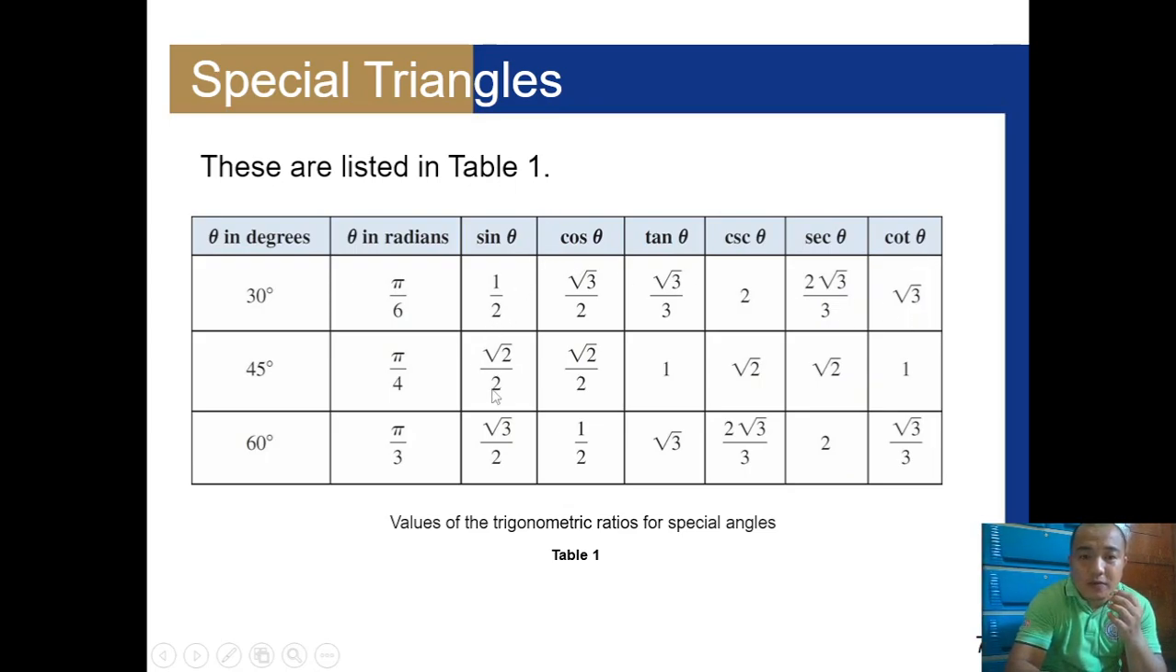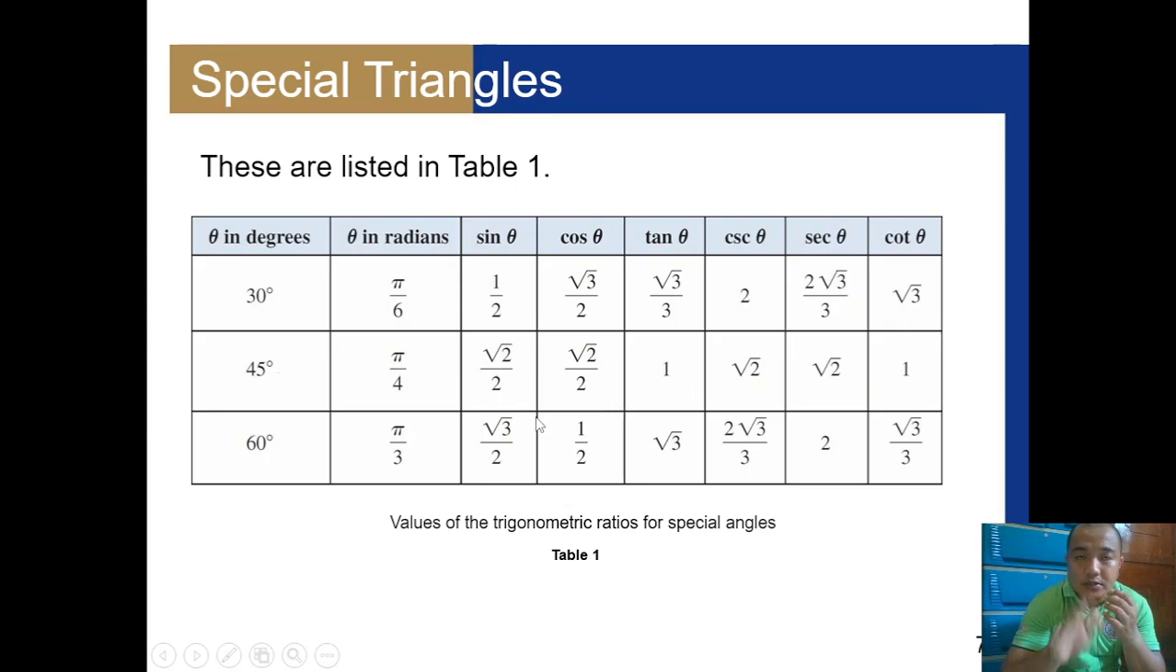Now, sine 45 degrees is square root of 2 over 2. Cosine 45 degrees is square root of 2 over 2. Tangent 45 degrees is 1. Cosecant 45 degrees is square root of 2. Secant 45 degrees is square root of 2. Cotangent 45 degrees is 1.